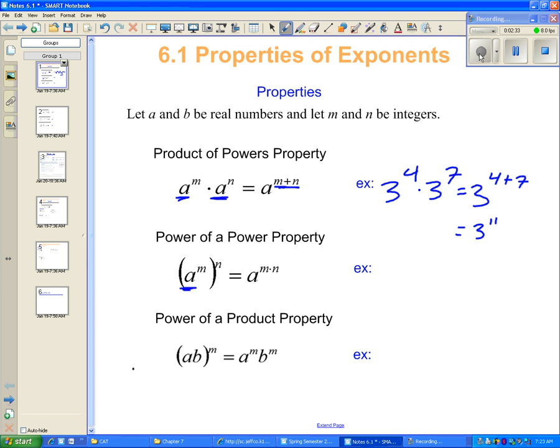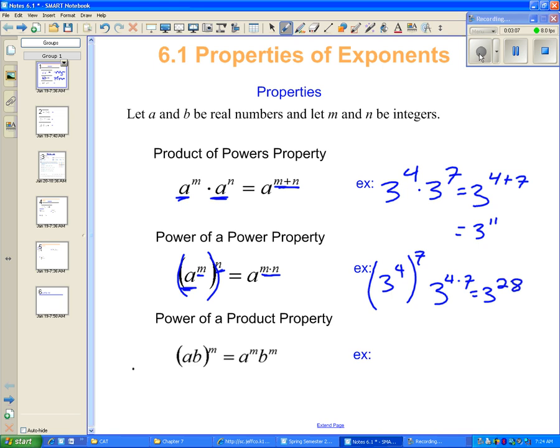My next rule is the power of a power property. So my base is A, I have an exponent M, and the entire thing is being taken to the N power. Power raised to a power, I multiply my two powers. So what does this mean? Well, again, if I take 3 to the 4th and I raise that to the 7th power, I'm going to say that's 3 to the 4 times 7, which is 3 to the 28th.